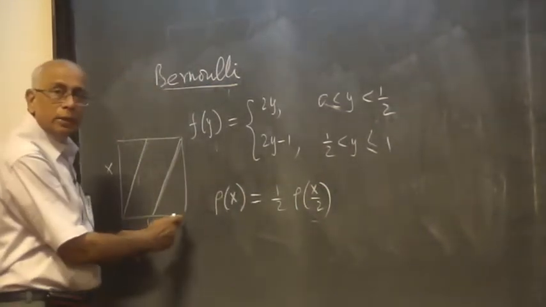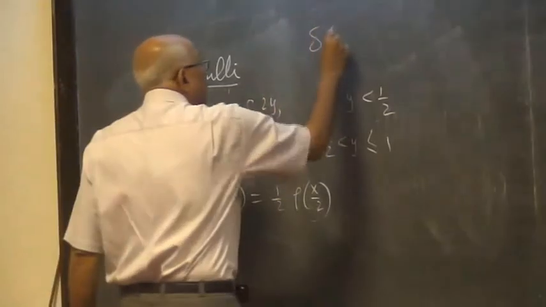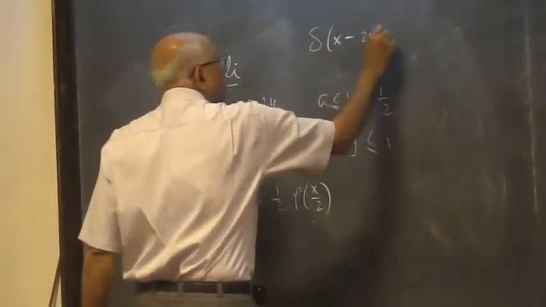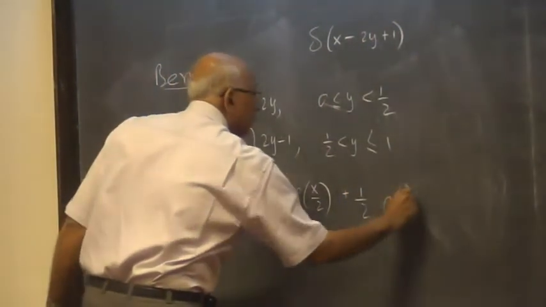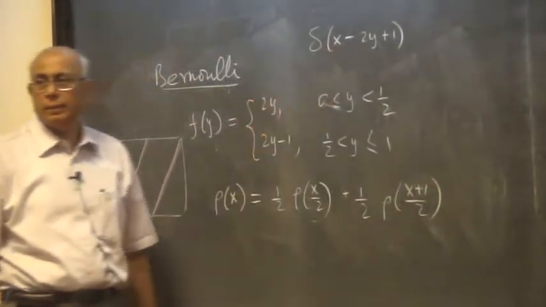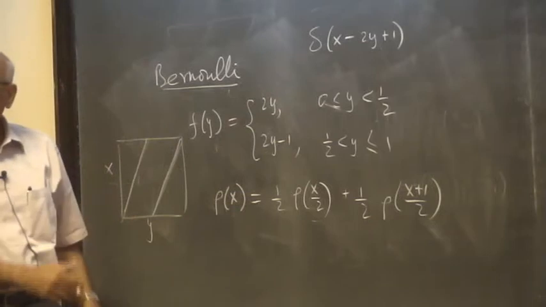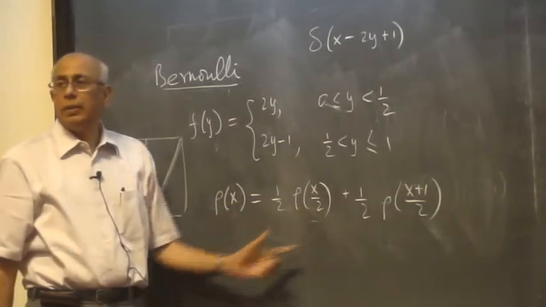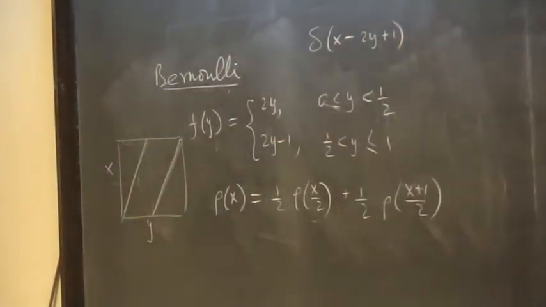And then in this range, you again have a delta function, but now it's a delta function of x minus 2y plus 1. So now you get a half rho of x plus 1 over 2. That's where y fires. So the Frobenius-Perron equation in this problem has been reduced to this functional equation. And unfortunately for us, there are no algorithms for solving functional equations.